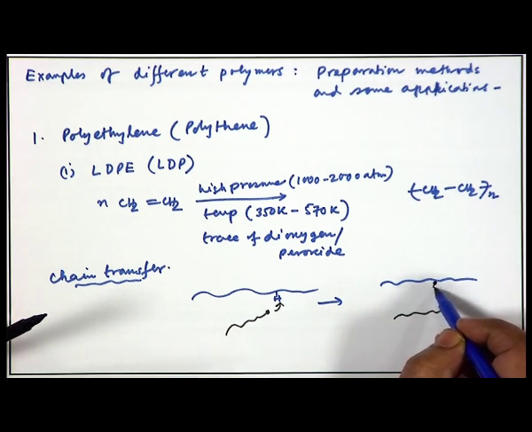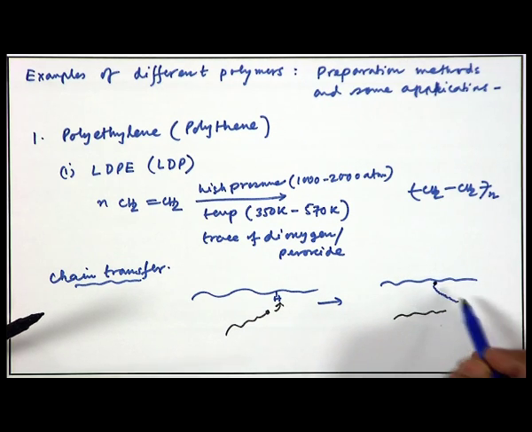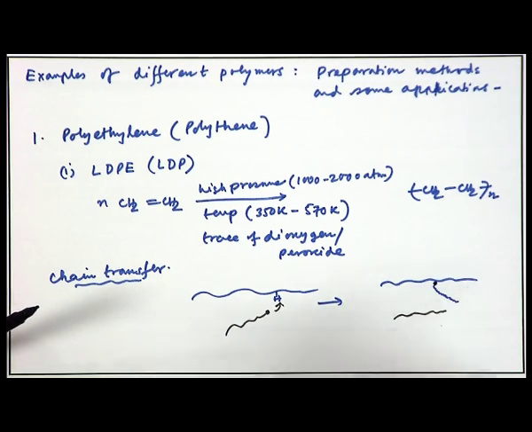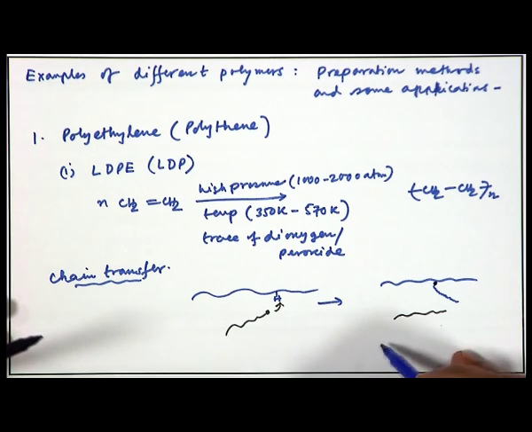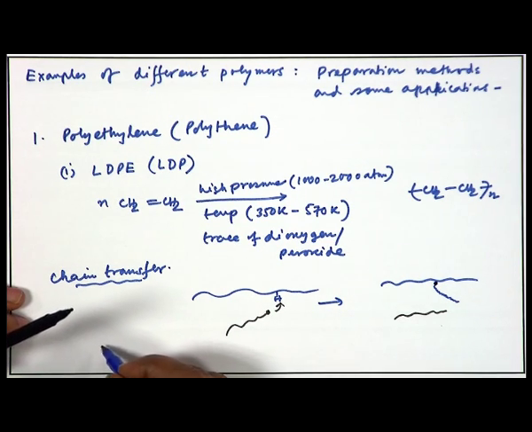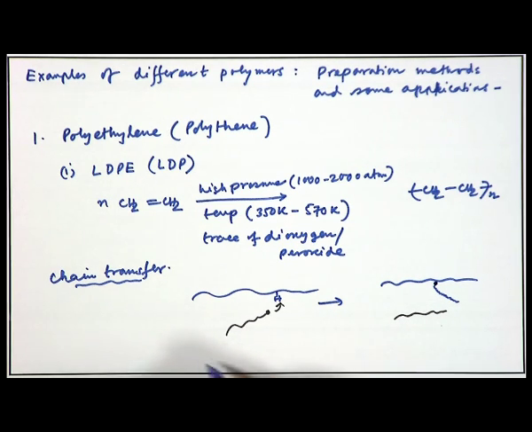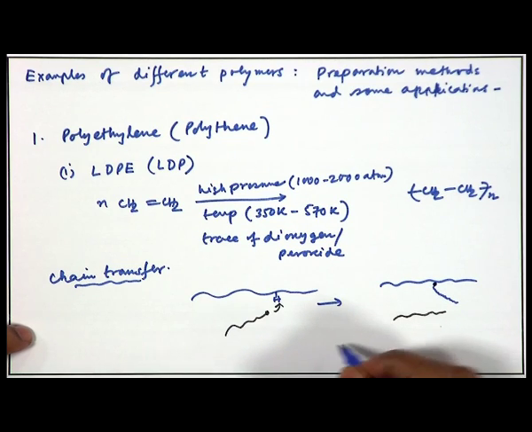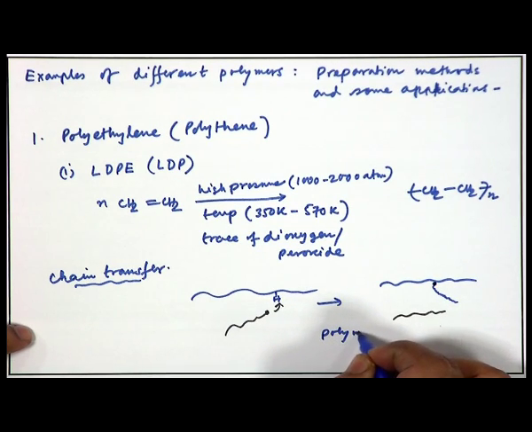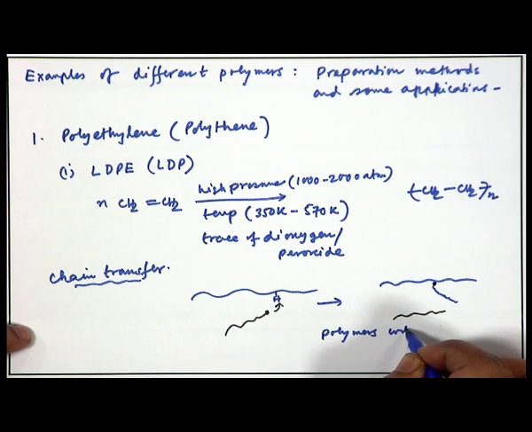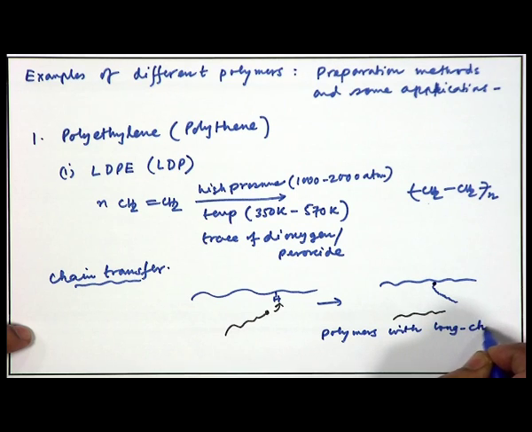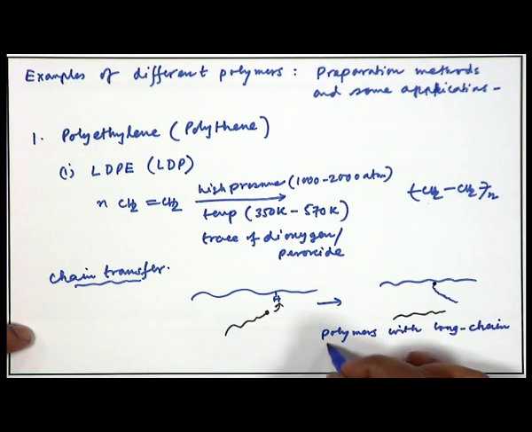So, you can get branches from here, and as a result what you will get? You will get polymer chains which are long branched, present in the cells. So, in this case what will result is polymers with long chain branching, and that happens due to chain transfer.